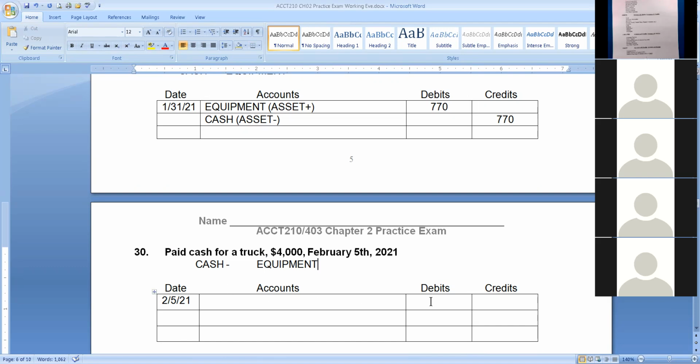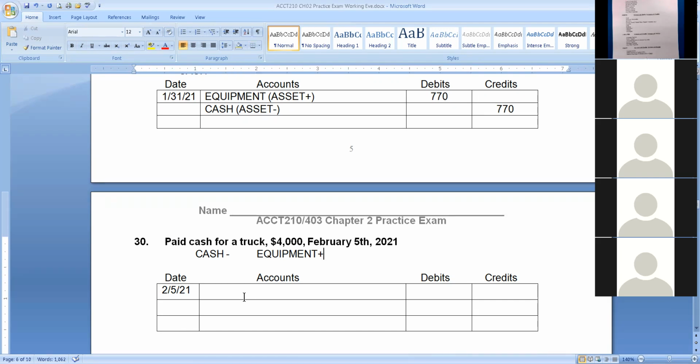Okay, equipment. Equipment going up or down? Up. What's the journal entry? Cash is a credit and equipment is a debit.